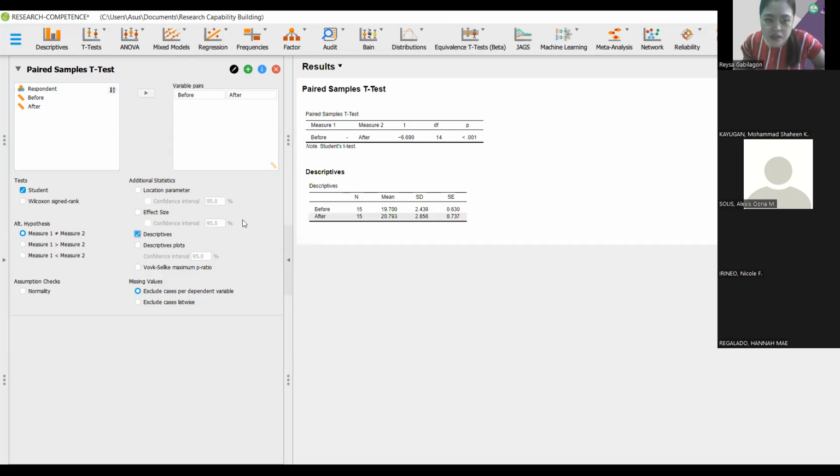If you want to see the descriptives, please click the descriptives. When you say descriptives, that's for the mean and the standard deviation. So we have here the mean scores before the test, that's 19.7, and the after 20.79. So there is really an increase. So, di ba, sa p-value, we can say that there is a significant difference between the scores nila sa before and after the training. And we can further conclude na the training really increased the level of competence of the research professors as shown in the mean scores nila.